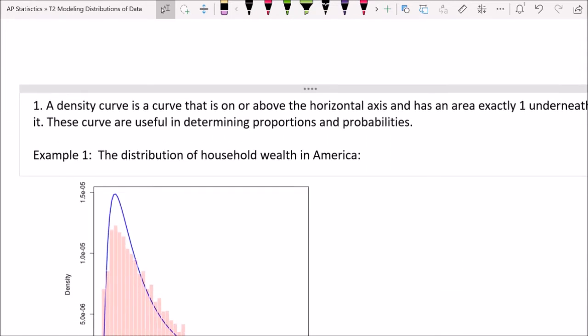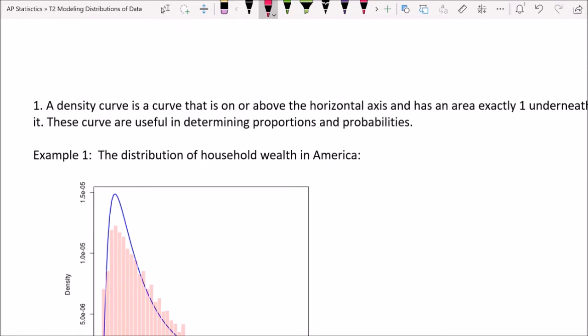A density curve is just some curve, typically on a graph, that is on or above the horizontal axis and has an area of exactly 1 underneath it. That exactly 1 stems from 100%. It's got to total up to 100%, and in this case it's an area. If you've taken calculus, it's basically an integral.